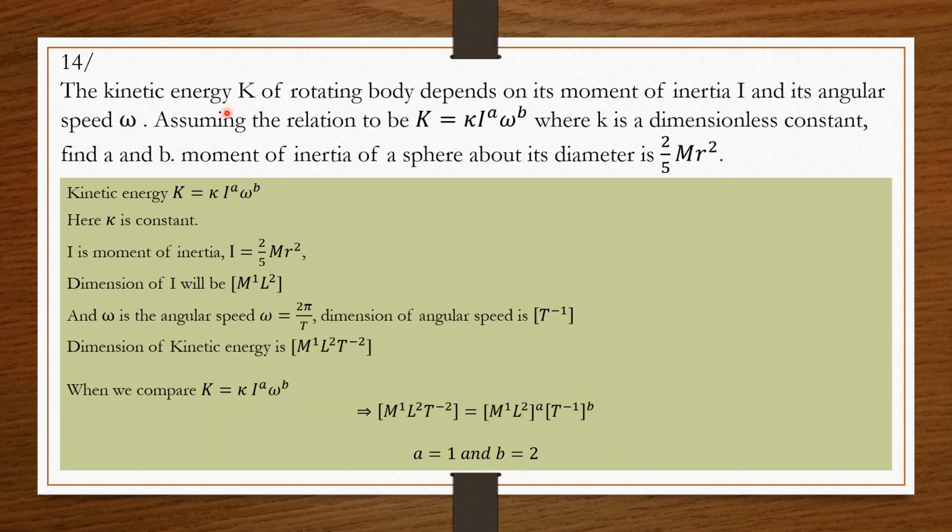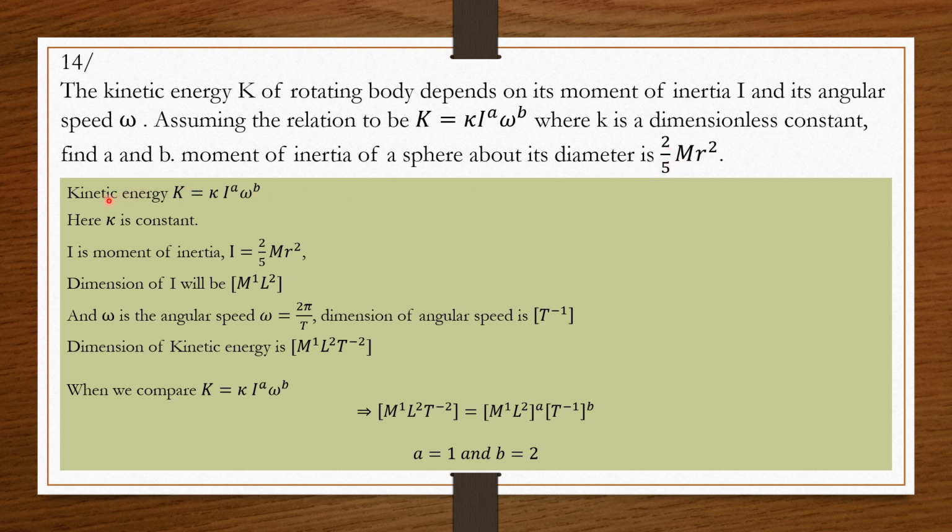Then the kinetic energy K of a rotating body depends on its moment of inertia I and its angular speed omega. Assuming the relation to be K is equal to small k I to the power a omega to the power b, where small k is a dimensionless constant, find a and b. Here it has also been given that the moment of inertia of a sphere about its diameter is 2 by 5 mr square.